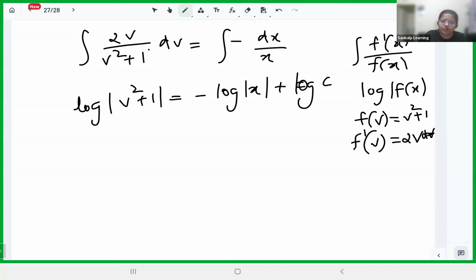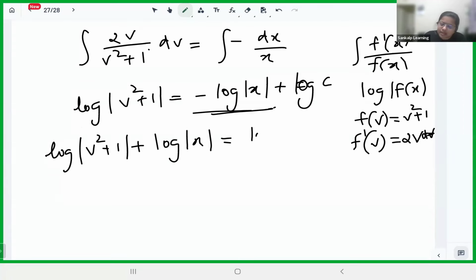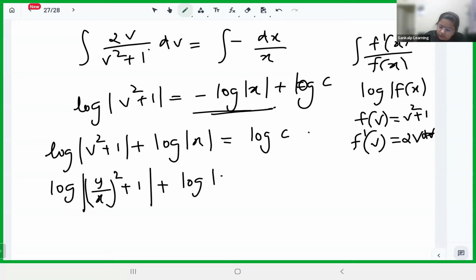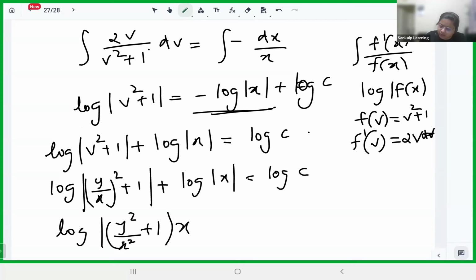Let's put it as log c, in order to apply a property. Okay, so I'm taking this minus log x to the left side. So this is log of v square plus 1 plus log mod x equal to log c. What is v? V is y by x. So log of y by x the whole square plus 1 plus log mod x equal to log c. Now log a plus log b is log ab, right? So this can be written as log of y square by x square plus 1 into x equal to log c.